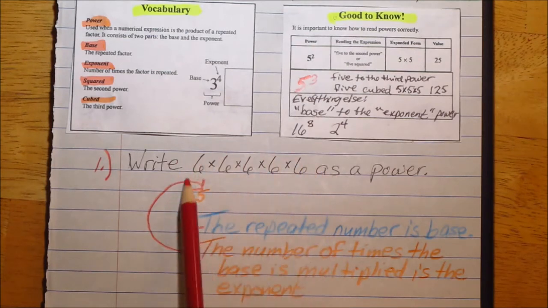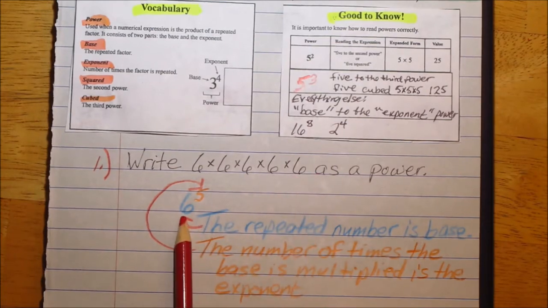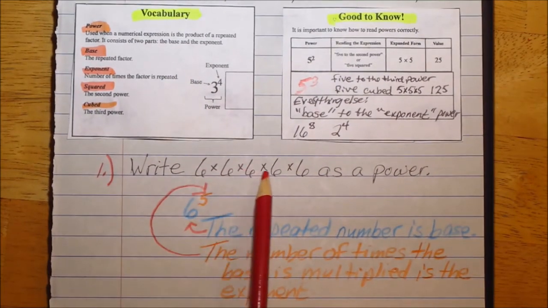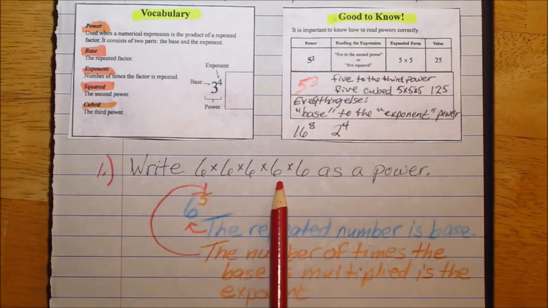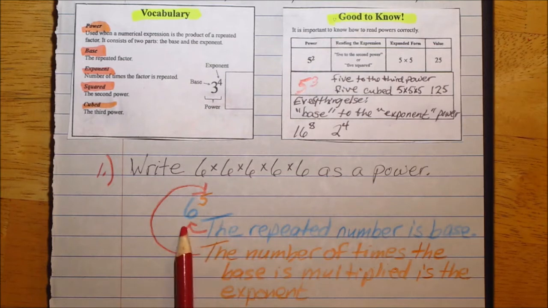So if I ask you to write this as a power, then you know the number you see here is your base, 6. The number of times it's being multiplied, 5 times, is your exponent. And now you have written 6 times 6 times 6 times 6 times 6 as a power. And we would read that 6 to the 5th power. All right? It's that simple. Now let's see how we would see this in action.